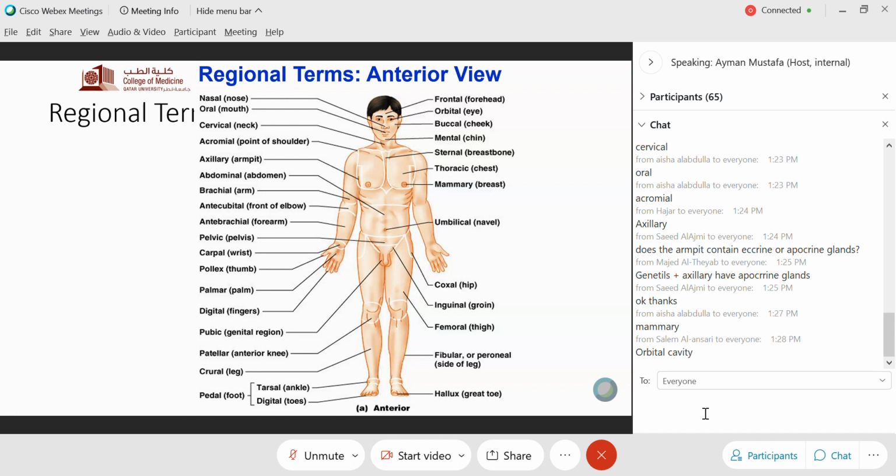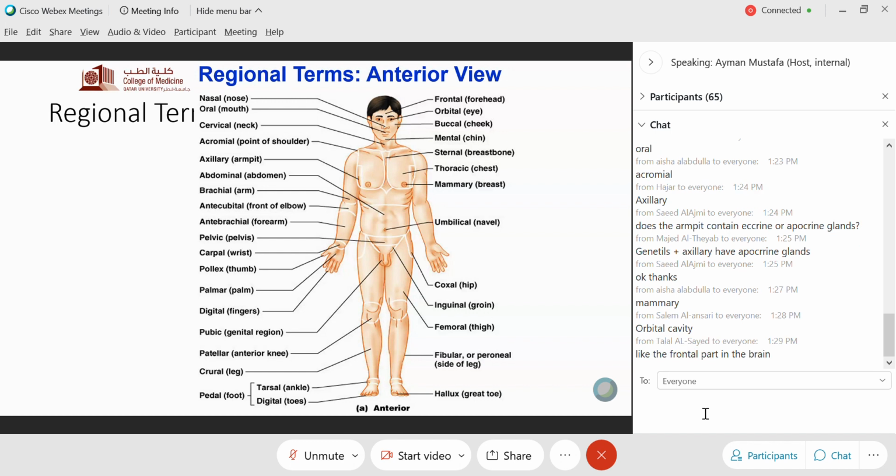So you should be able, if I put the pointer in any of these areas, to tell me the regional term. Also, if I use a common name, you should be able to match it to the regional term. This is why the part of the brain located just deep to your forehead, we call the frontal lobe. Why do we call it the frontal lobe? Because it is related to the forehead.